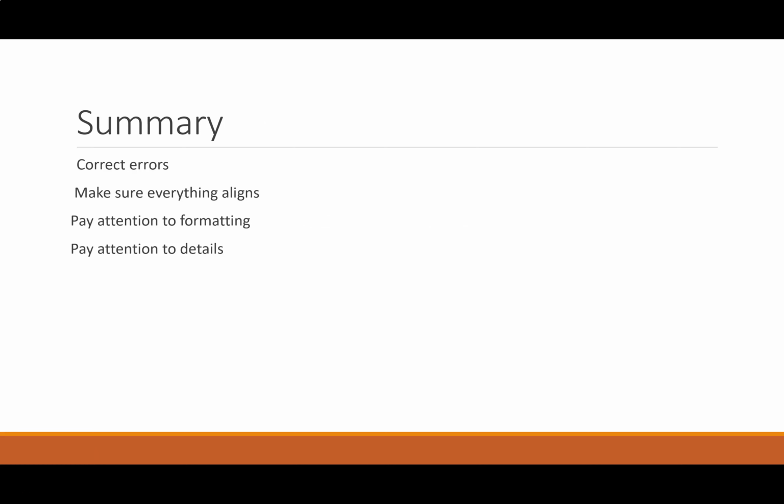So here we go as a summary. Make sure you correct your errors. Make sure everything aligns, meaning your goals, your objectives, your activities, your evaluations all align with each other. Pay attention to formatting and pay attention to details, and you will do fine. Also in Blackboard, there is a step-by-step list of what everything should be in your grant. If you follow that, you should get a very good grade.